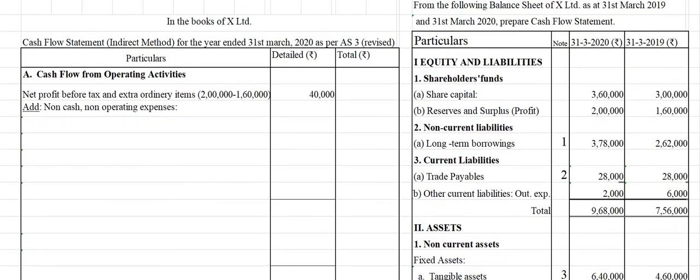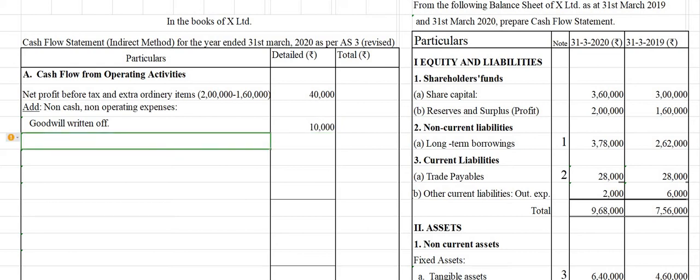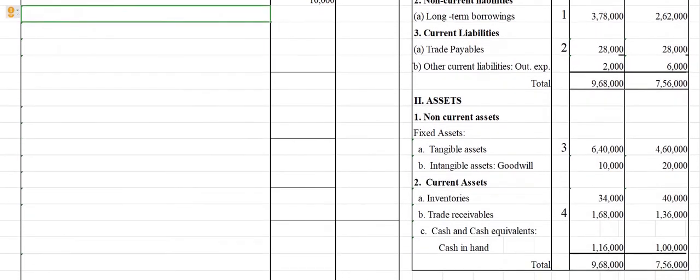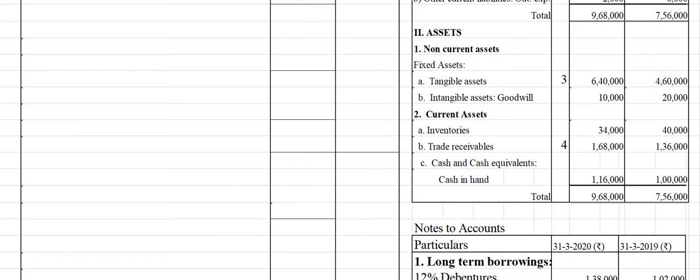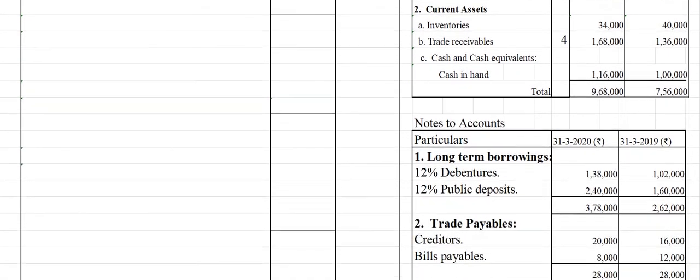So that can be the first item written here, because that is a non-operating expense. Goodwill written off. How much? 20,000 minus 10,000, so the remaining 10,000 is written off. Now current assets, inventory, trade receivables, these will come under changes in working capital. Cash and cash equivalents, in that cash in hand is there, that we will take at the end while showing the cash position.